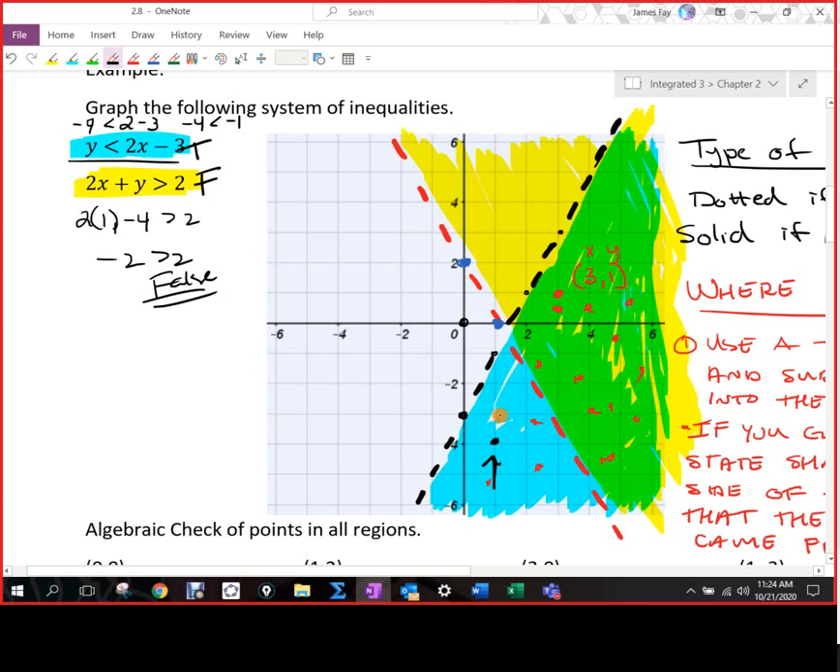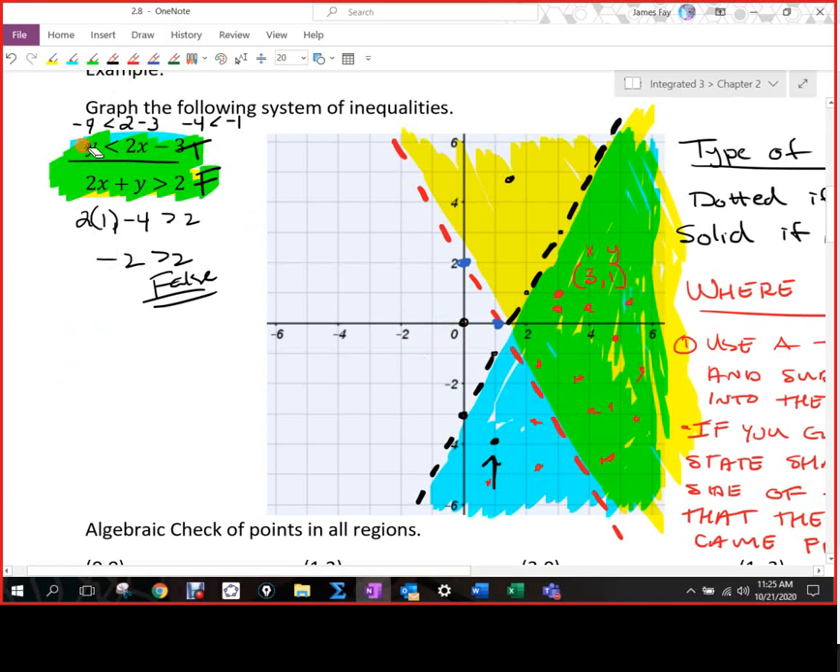Anything that's blue is only going to work for the blue one. Anything that's yellow, so that point right there, that's only in the yellow, so it's going to give me a true for the yellow, but it'll give me a false for the blue. Yellow and blue together make green, right? So any point that is in this green is going to work for both of them. It'll give me a true statement for both of them, okay?